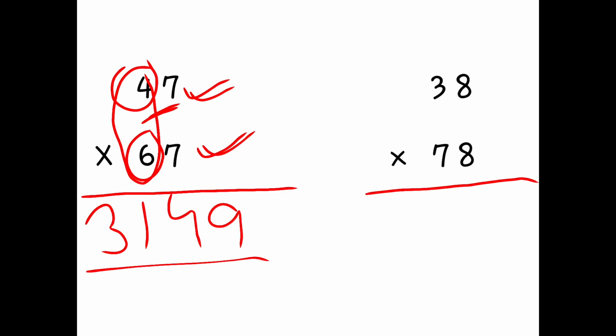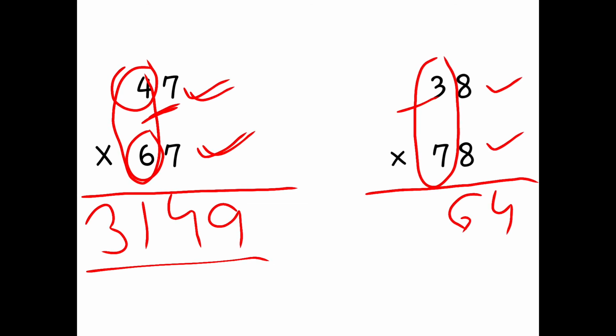Here we will discuss another example, that is 38 multiply 78. The ones place digit is the same and the sum of the tens place digits is 10. So what we have to do: 8 eights are 64. Now 3 sevens are 21, and 21 plus 8, this is 29.